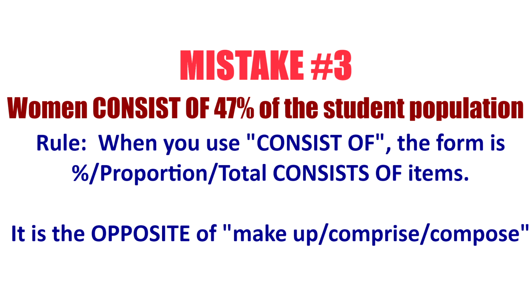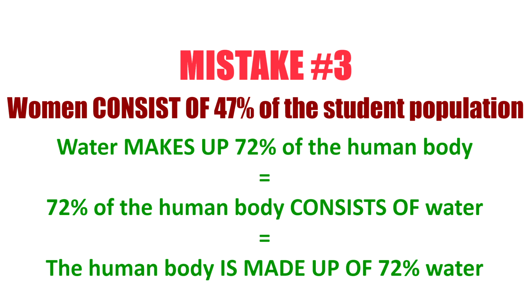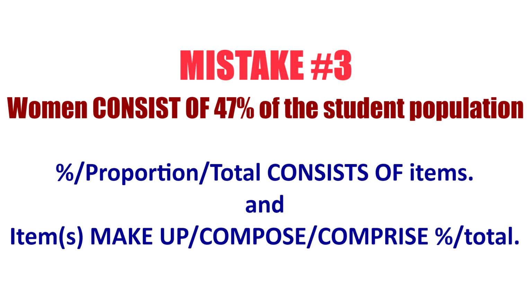Let's look at 2 correct sentences. Water makes up 72% of the human body. So if I use consists of, 72% of the human body consists of water. So remember, percentage, proportion consists of item. Item makes up, comprises, composes, percentage, proportion, number.